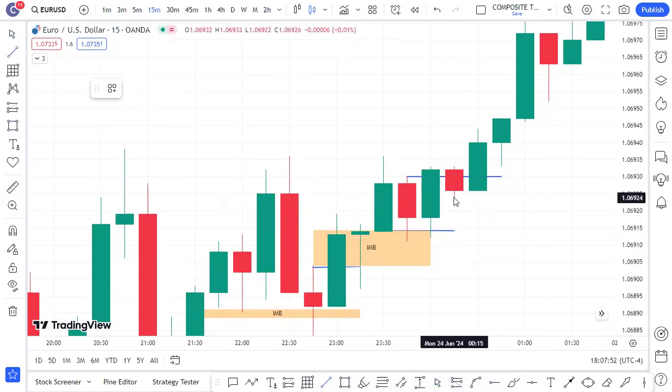You don't count the one. The third candle to break where? Break above the second candle. So this one I'll not count. I'll prefer to go with this one. I'll mark the low of this candle.